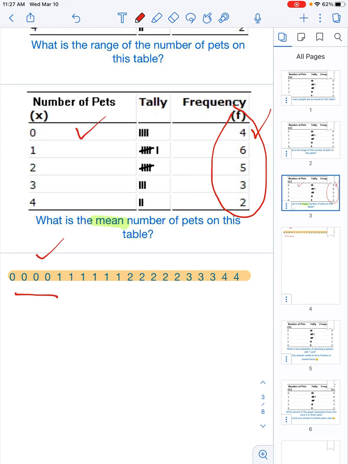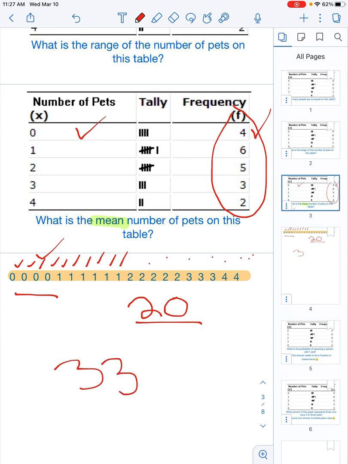If you look, and I count all of these going across here, you have 20 values. So when I go one by one and I add them up, 0 plus 0 plus 0 plus 0 plus 1 plus 1 plus 1 plus 1 plus 1 plus 1, and I go all the way across here, I'm going to get 33 as a sum.